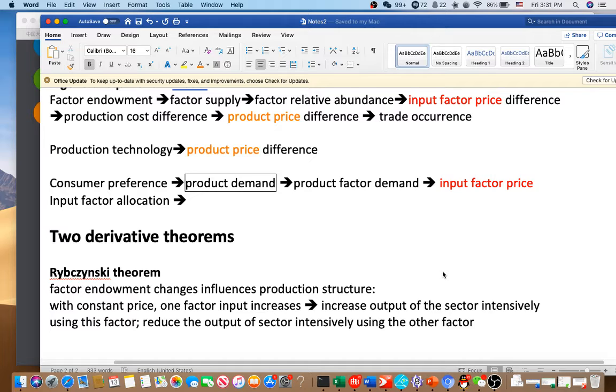Other factors such as consumer preference also impact the product demands, and therefore the product factor demand and eventually the labor input factor price, the labor price. If the factor stock ratio differs, the capital to labor ratio differs. That causes the difference in production cost.